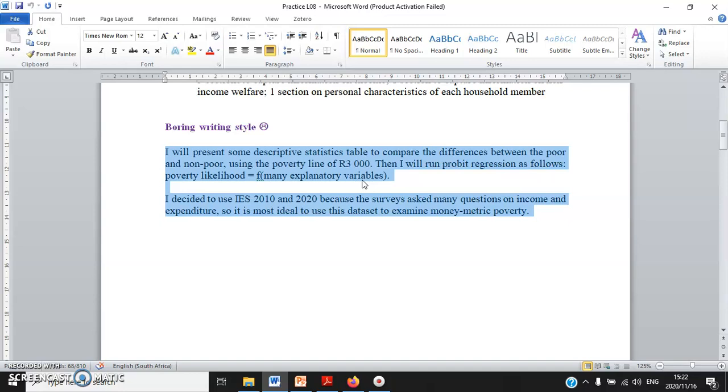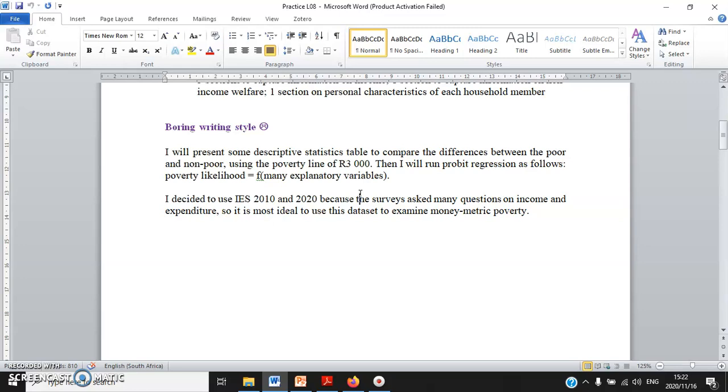I will present some descriptive statistics table to compare the differences between poor and non-poor using poverty line of 300. Then I will run probit regression as follows. Poverty likelihood or poverty probability is a function of many explanatory variables. You can see I don't even list the explanatory variables clearly. And then the next paragraph, I decided to use the Income and Expenditure Survey, IES 2010 and 2011 dataset because the survey asks many questions on income and expenditure. So it is most ideal to use this dataset to examine money metric poverty.